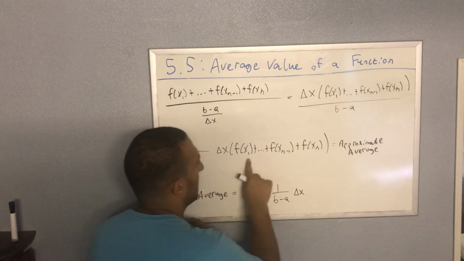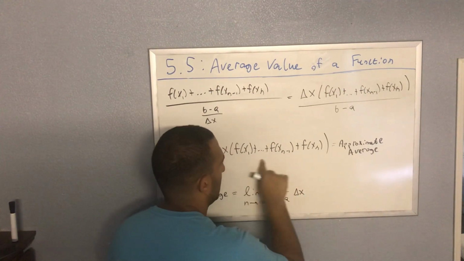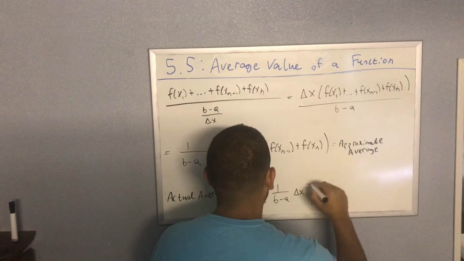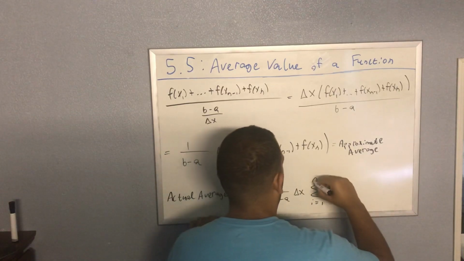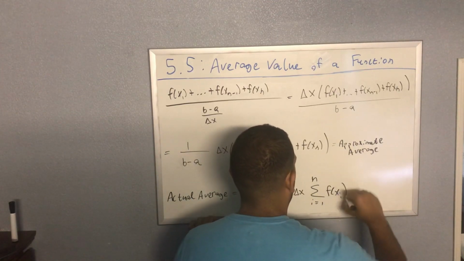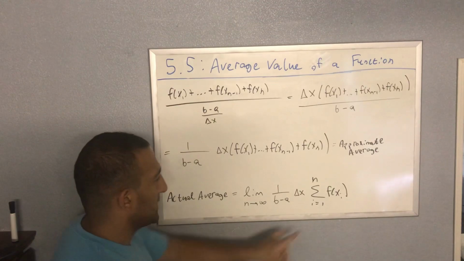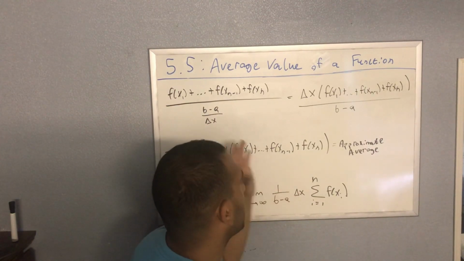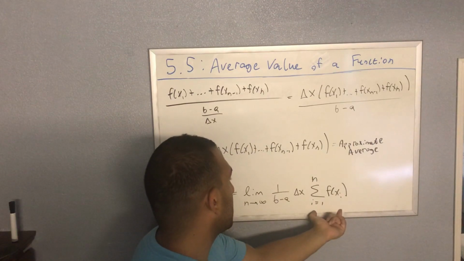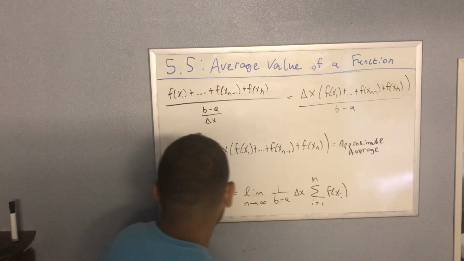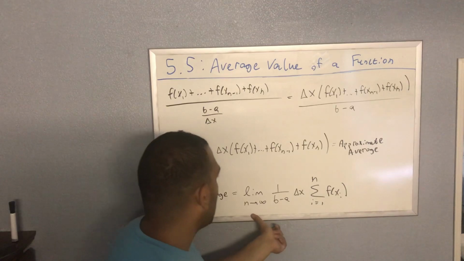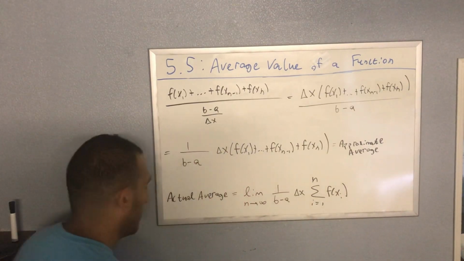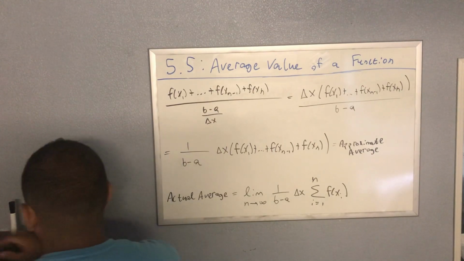And now what's a quicker way of writing all this? A faster way of writing this is using the sigma notation, right? Because this just means add up f of x1 plus f of x2 plus f of x3 all the way up to n. That's what this means. So the actual average, the perfect average, is what happens when we let the number of sample points go to infinity.